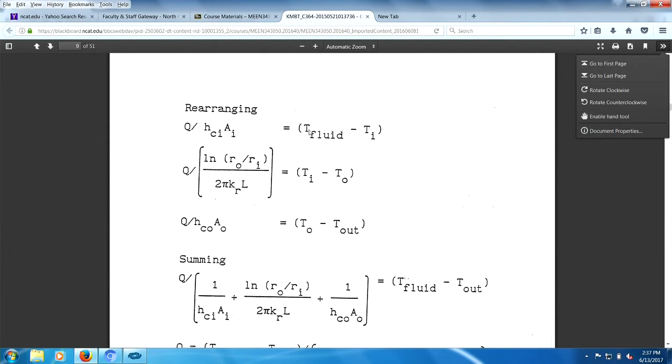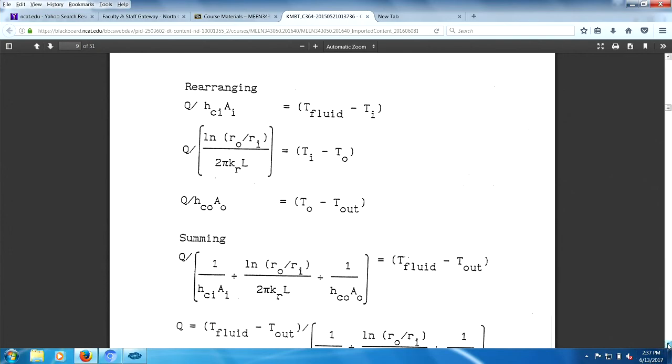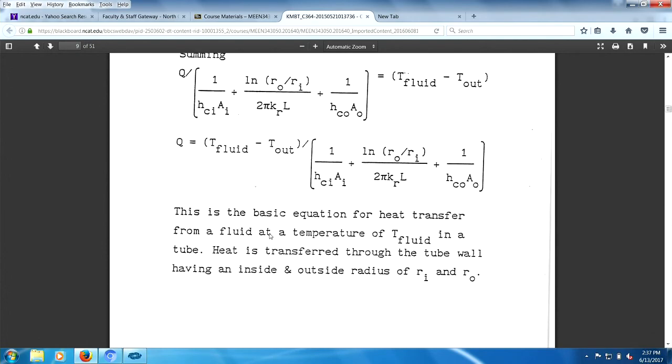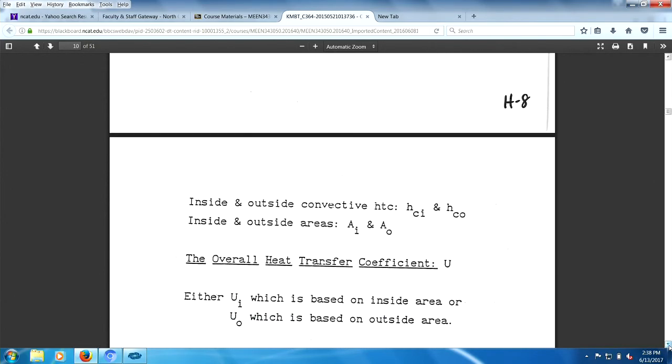We rearrange everything by simply dividing through all those equations, and then we add up. What we find is T fluid minus Ti, Ti minus To, To minus T out. When we add this side, we have the overall temperature difference, fluid inside to fluid outside, right? And then what we have here is Q divided by 1 over this term, and then this term. This is a basic heat transfer from a fluid at temperature, heat transfer through the wall, outside radius, whatnot. Absolutely gorgeous equation.